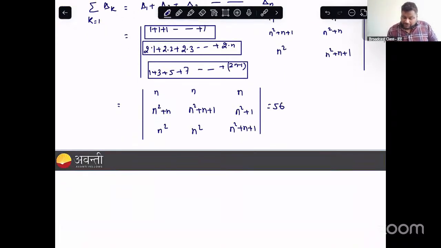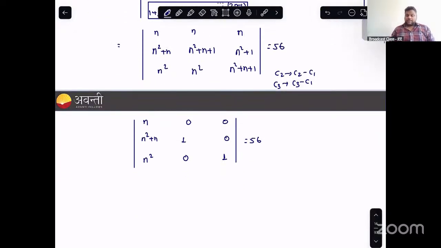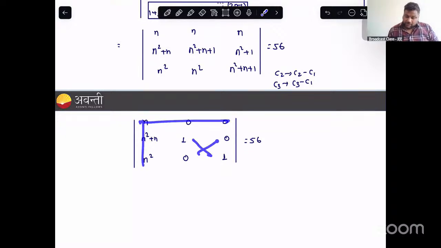Now, apply some operations to reduce the expression. I write C2 to C2 minus C1 and C3 to C3 minus C1. So C1 is n square plus n square. This goes 0, this goes 1, this goes 0. Then 0, this is 0 and this is 1. Now this value is 56. So if you expand it along this row, this goes, this goes. So what is the value of the determinant? N. So n equals 56.